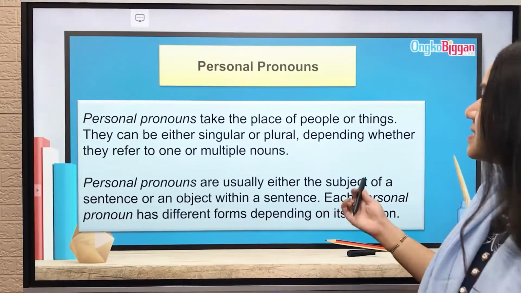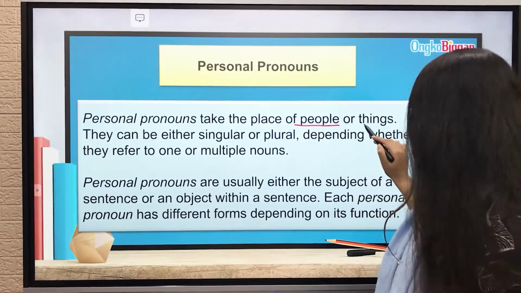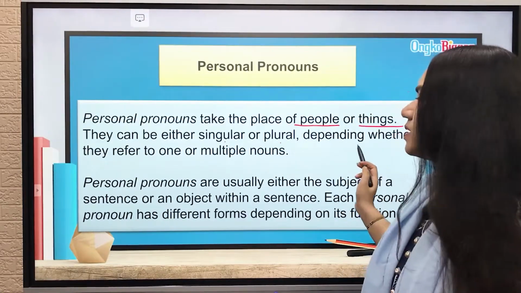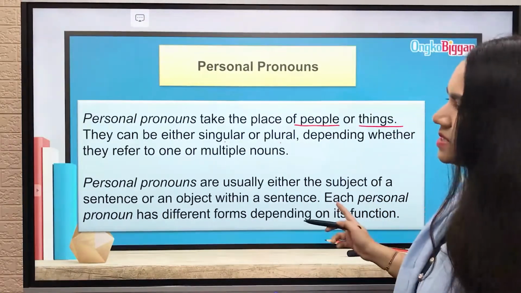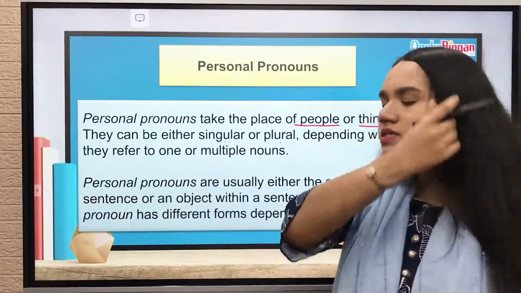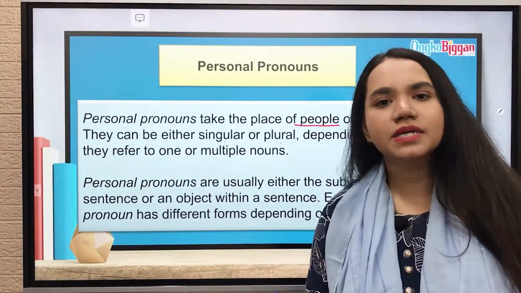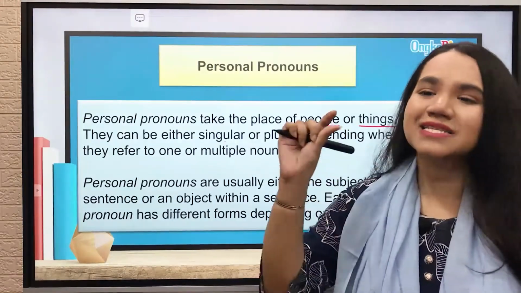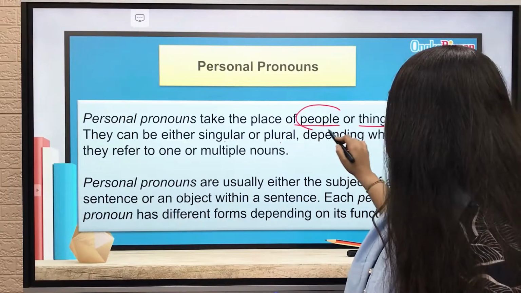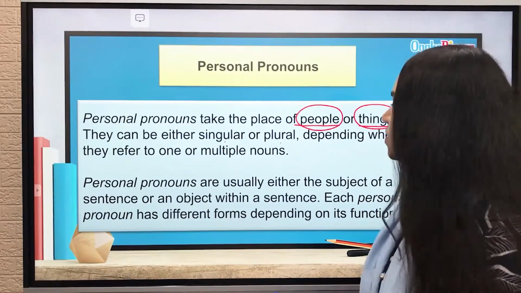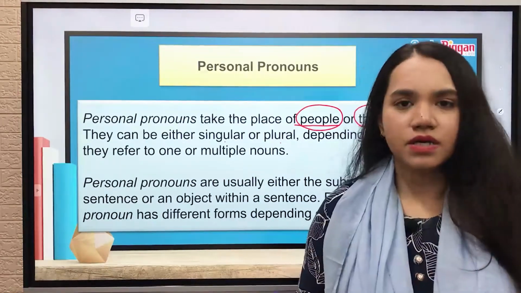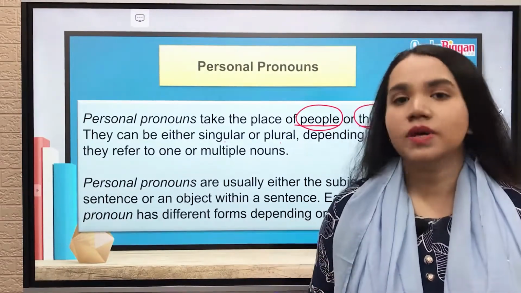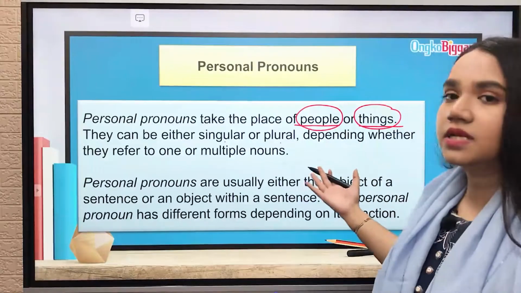Pronouns take the place of people or things. They can either be singular or plural, depending on whether they refer to one or multiple nouns. So what do we understand? Because the word is a personal pronoun, it means that initially it will take the place of people or things. So the basic way in which we can replace a noun with another word is called a personal pronoun.